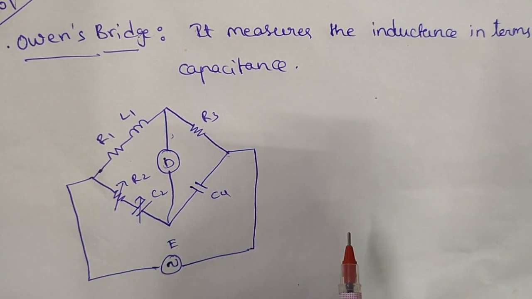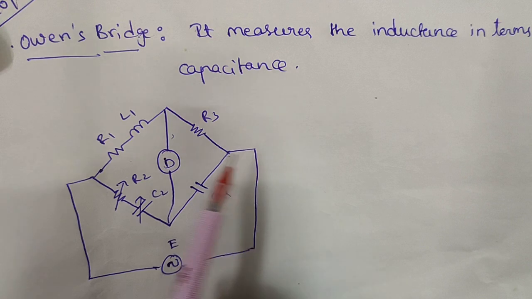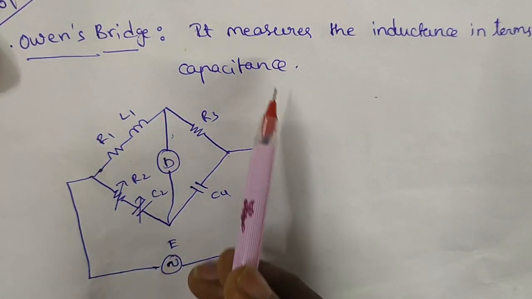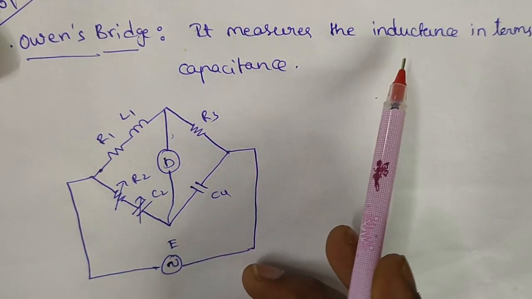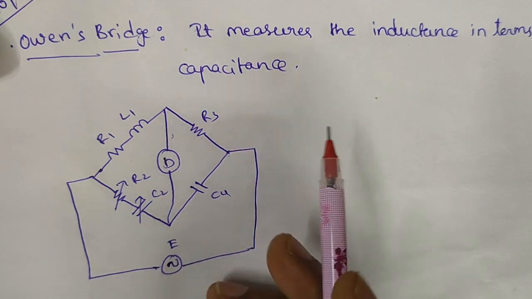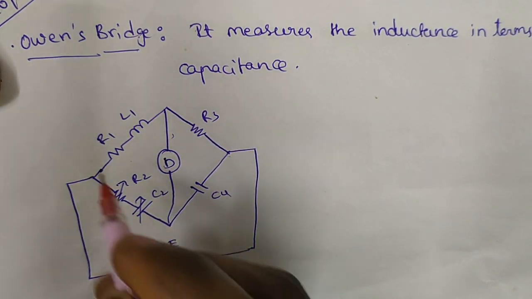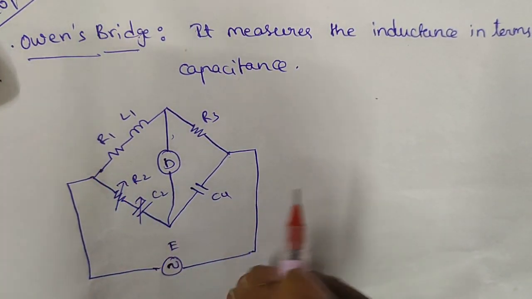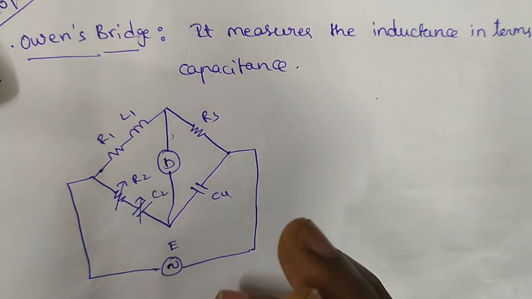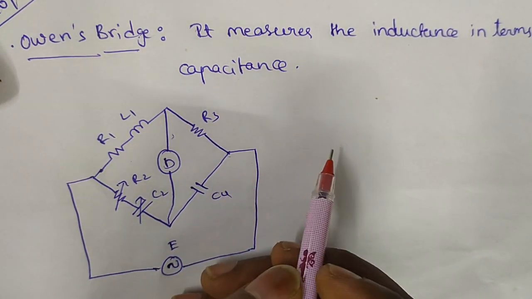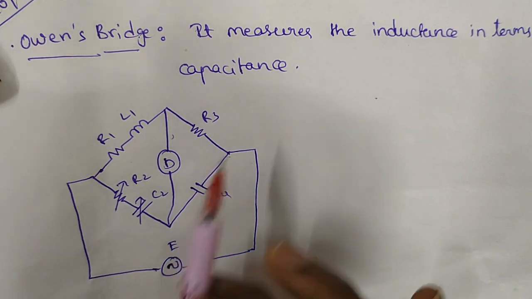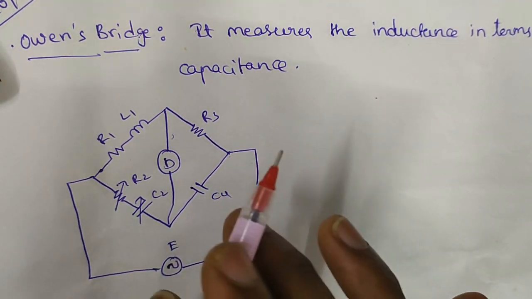Good evening everyone. Today we are going to discuss Owen's bridge. This measures the inductance in terms of capacitance value. So let's divide this. We will be discussing in three ways. First, circuit diagram, next phasor diagram, next bridge balancing condition and Q value.